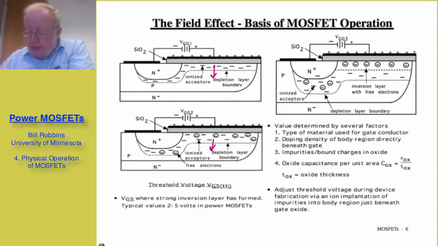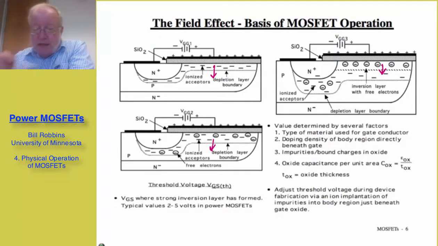And as I increase the gate to source voltage larger than the threshold voltage, I begin to increase the thickness of this so-called inversion layer. And so now I have a path for current to flow. I've converted the area just under the oxide in the body region from p-type material to n-type material. And so now I have a conducting path from drain all the way to the source, and so current can flow.